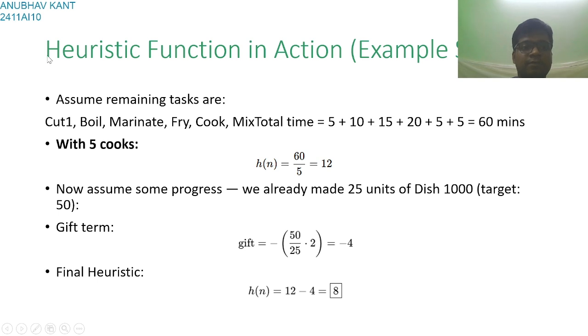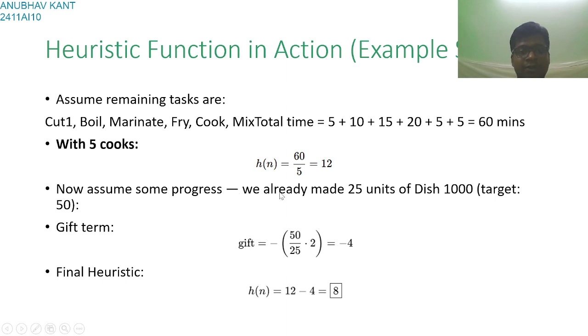So here is where our heuristic function comes into action. Suppose there are remaining tasks like we have to cut the vegetables, boil, marinate, fry, cook, and mix them. All these subtasks will take a total time of 60 minutes, and we have five cooks. So we divide 60 by 5, and our heuristic function measures 12 here. Now suppose we assume some progress.